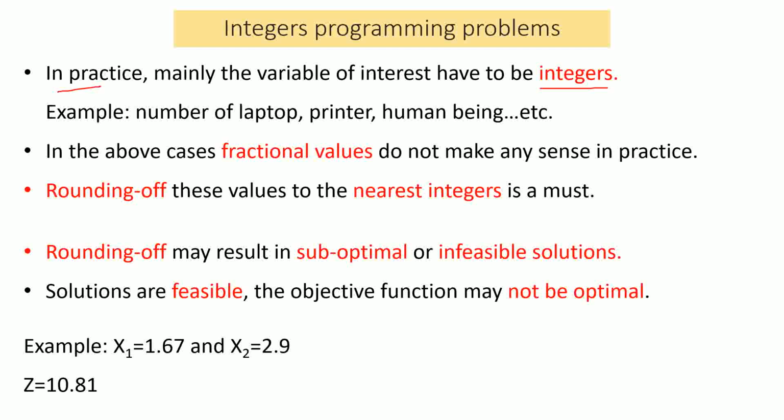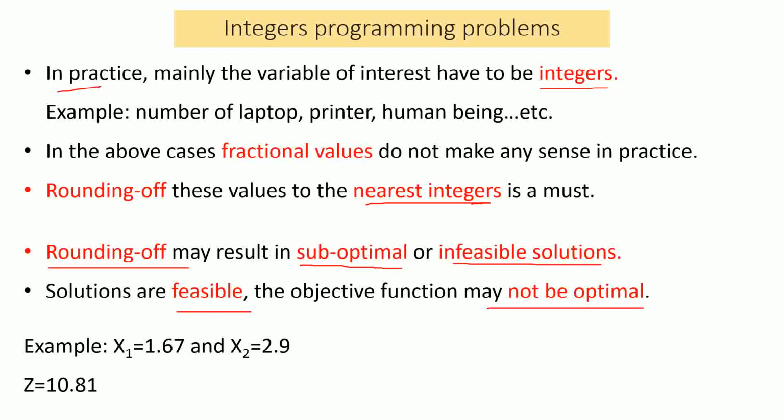So in this case, when we get fractional values for our decision variables, we have to round off those values to the nearest integers. Rounding off to the nearest integer is a must, just to make sense, right? But the problem is when we round off those results, we may result in suboptimal or infeasible solution. That is the main problem. Even if the solutions are feasible, the objective function may not be optimal.